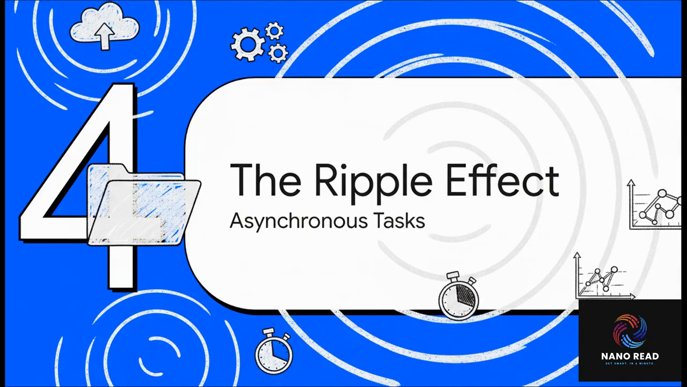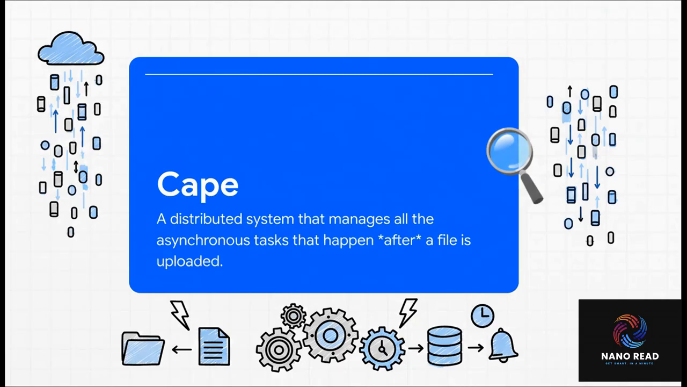So at this point, you'd think we're done, right? Our file is safely stored, its metadata is neatly cataloged, mission accomplished. But it's not even close. In fact, saving that one single file creates a ripple effect, kicking off a whole cascade of other jobs that need to get done. And this whole cascade is managed by yet another custom system called CAPE.